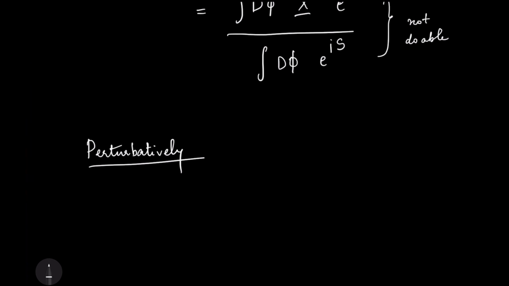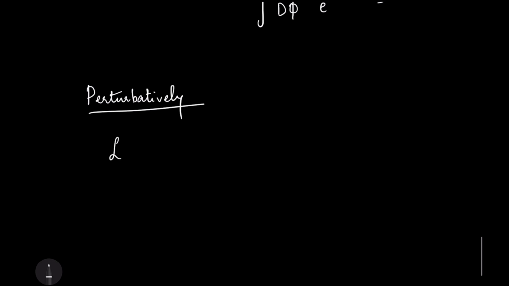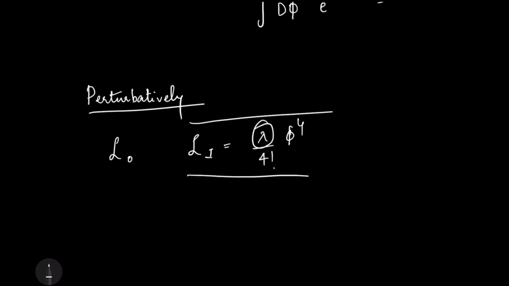Such systems you have to treat perturbatively. So we treat the Lagrangian of the free scalar field theory as the main term and L_I as the perturbation. Okay, and L_I is equal to lambda by 4 factorial times phi raised to 4, right? This lambda is taken as very small, so that you can use the power series approximation. So this will be the perturbation, and this is the main term.